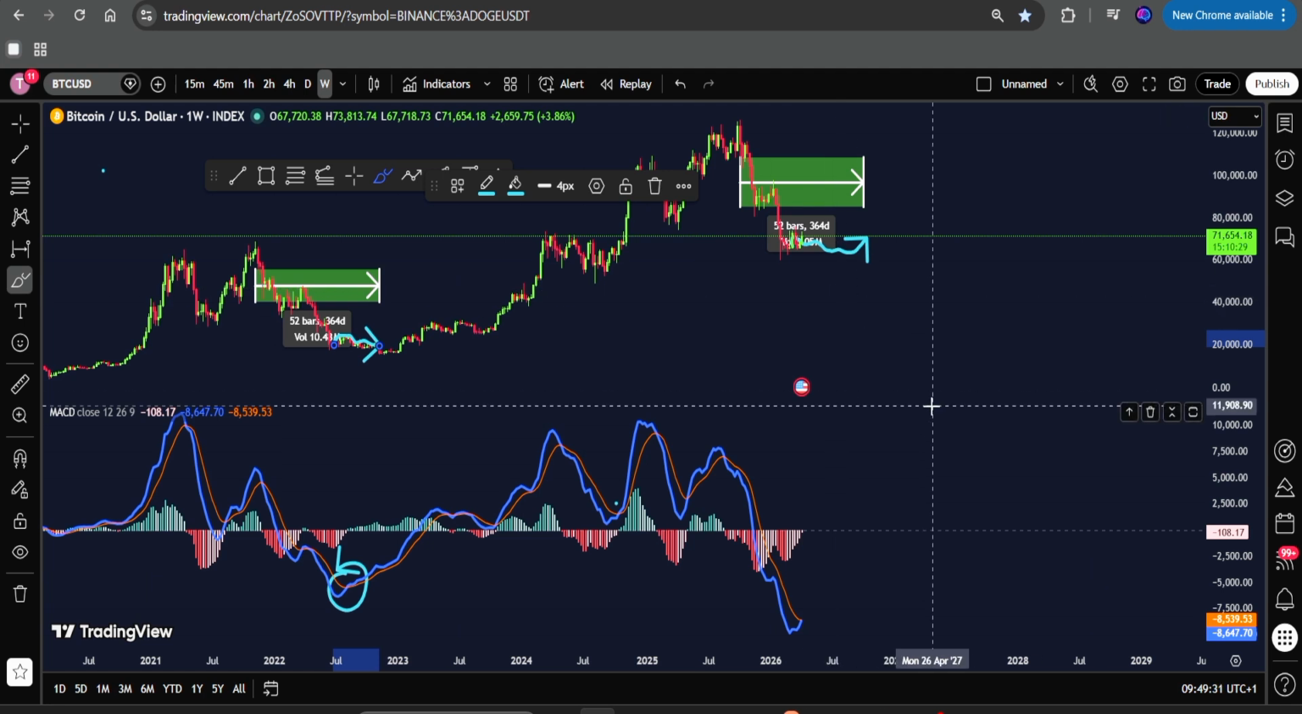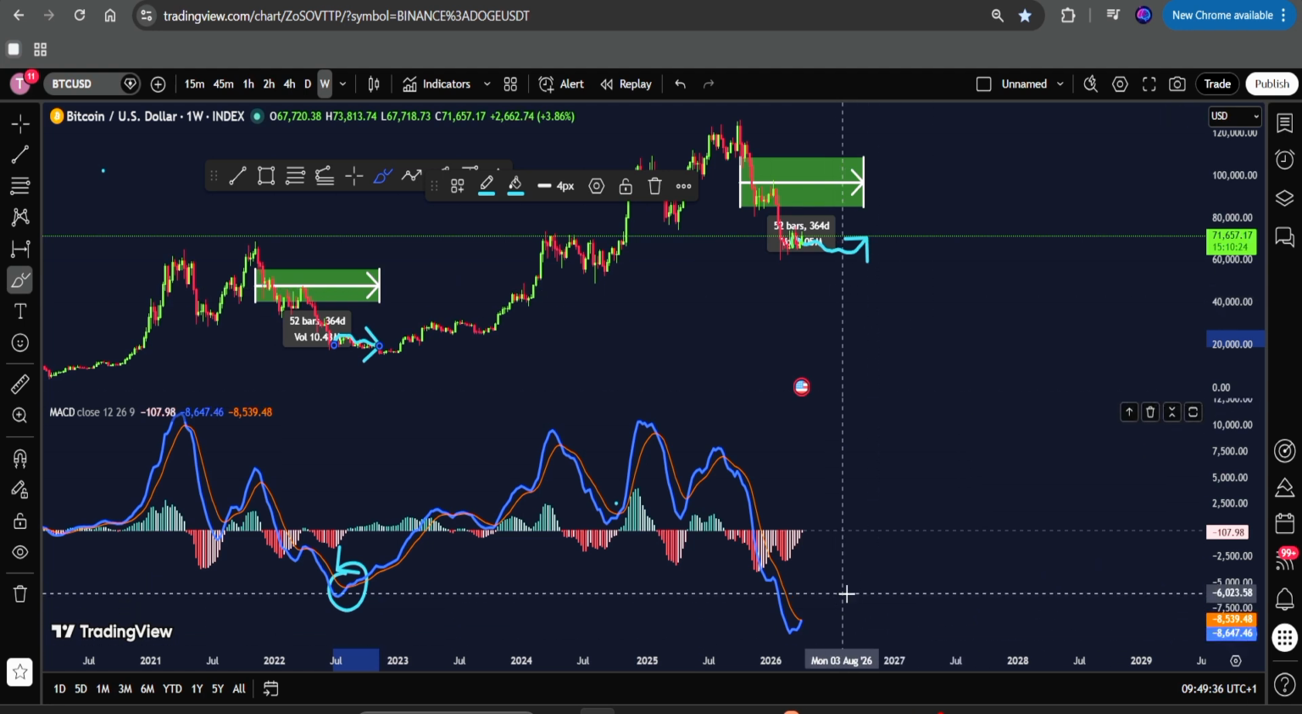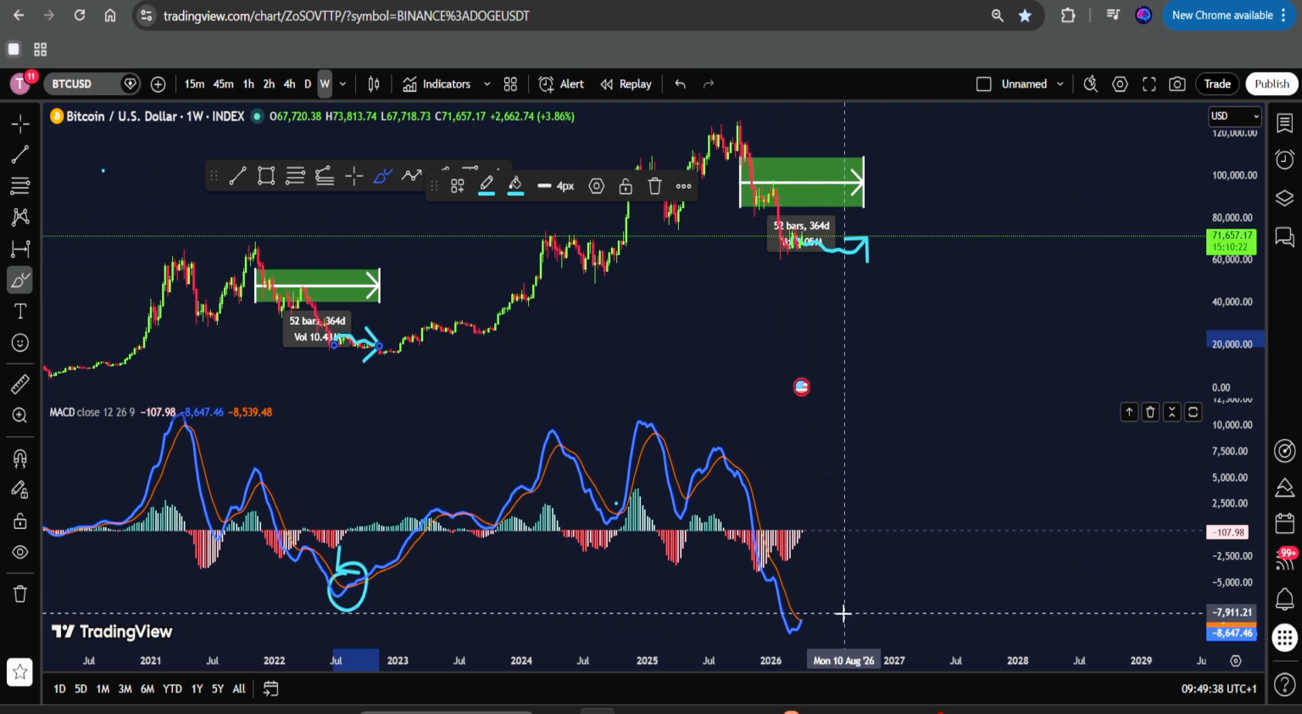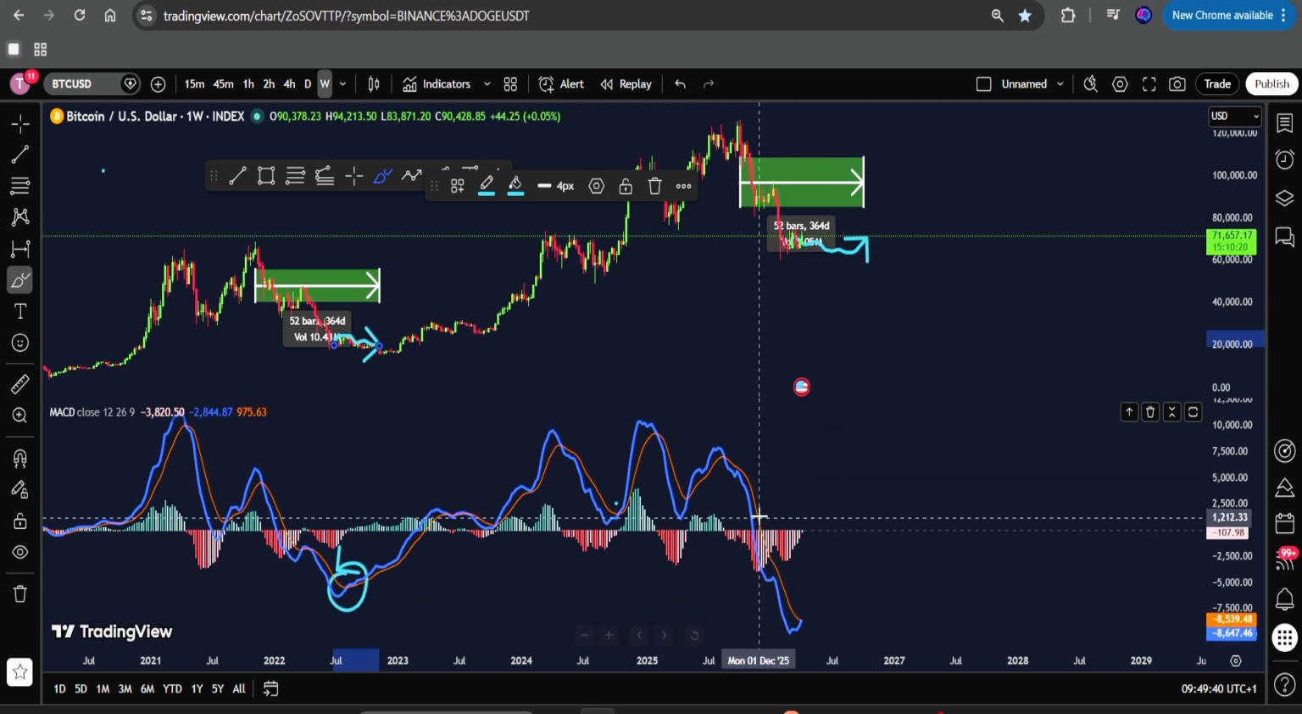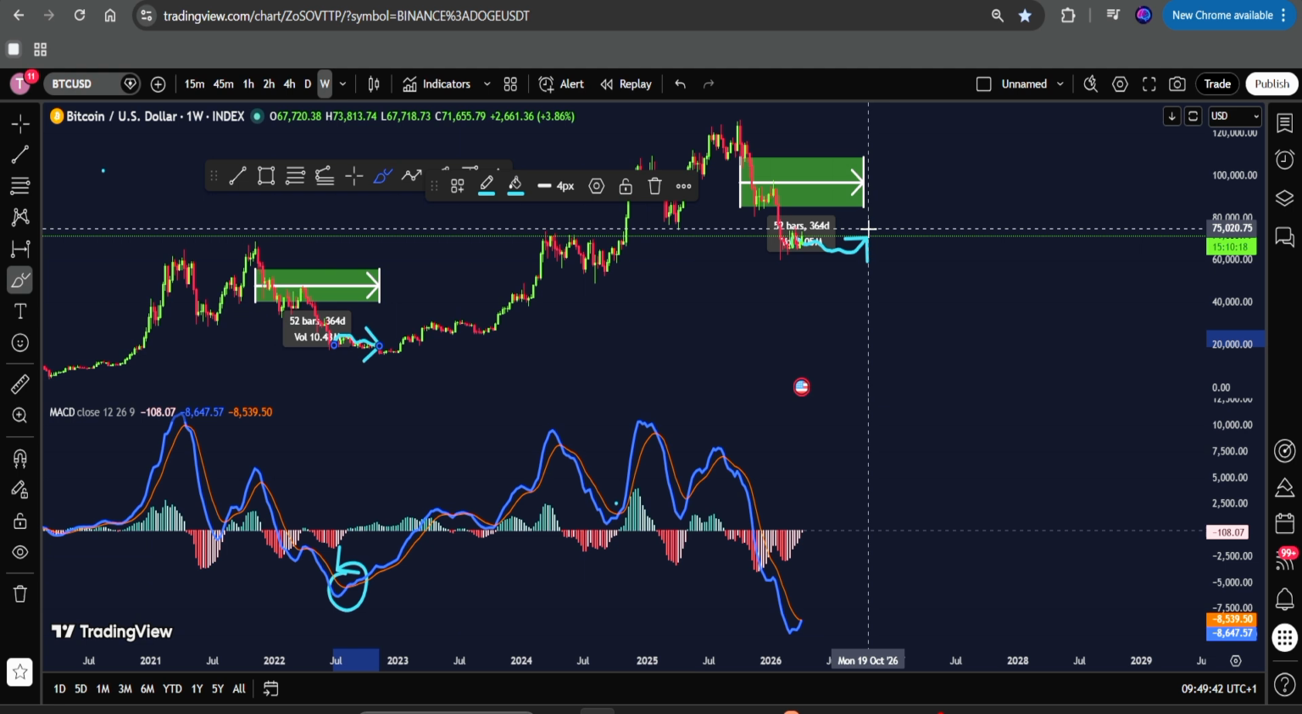So I'm definitely waiting for 364 days, and by then I will be looking at the MACD line. If I see a cross above the signal line after 364 days, this is a proper indication that we are already at the bottom of this bear market.